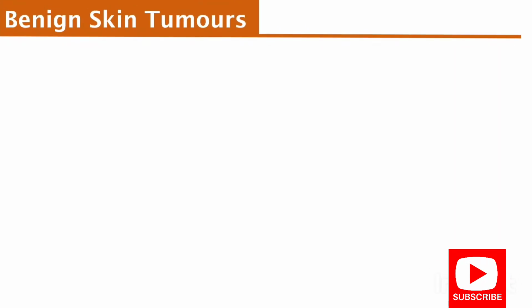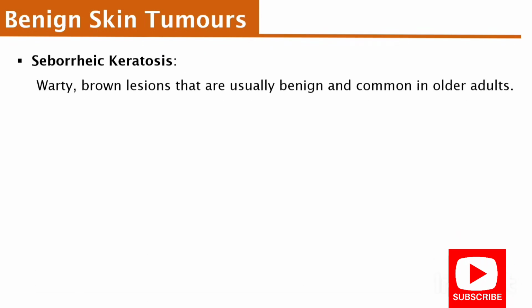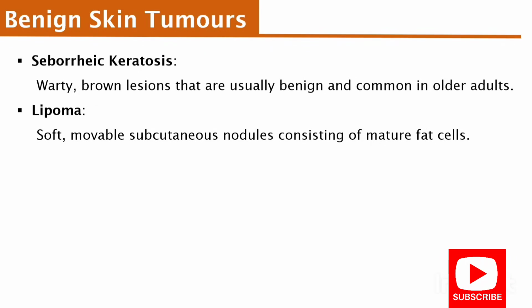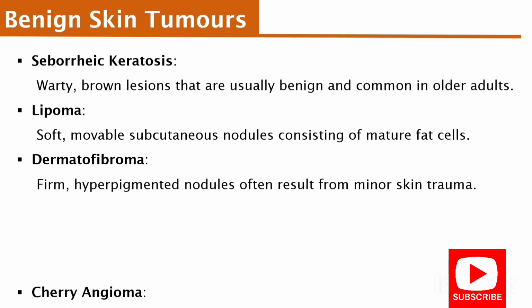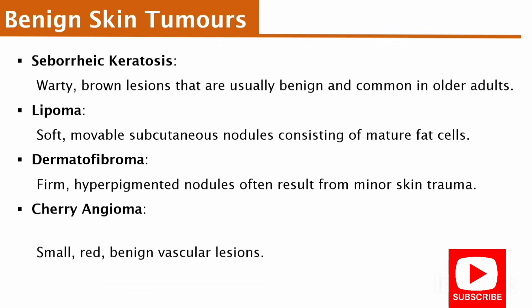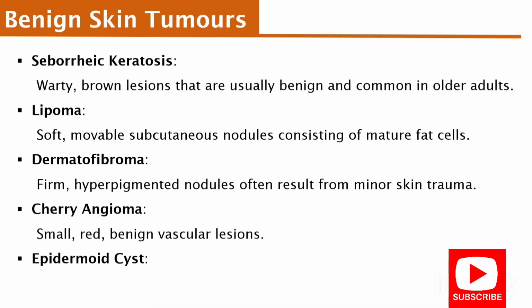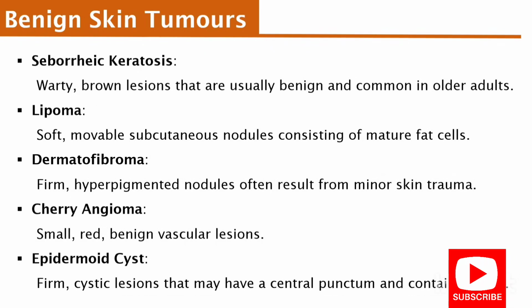Now let us look at the benign tumor as an example. We already know that in the skin tumor, it could be either benign or malignant. So you might need to let them know that these are some examples. You have seborrheic keratosis, then another one is lipoma, then dermatofibroma. As the list might go, you have cherry angioma, and so on. Then you have epidermoid cyst. So these are different types of the benign tumor.